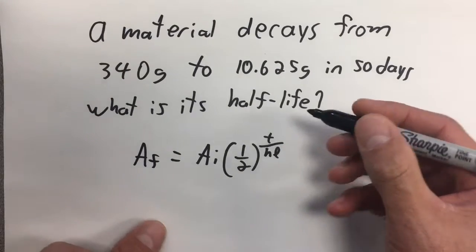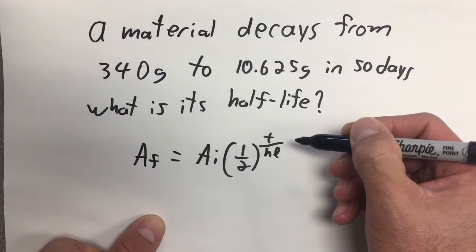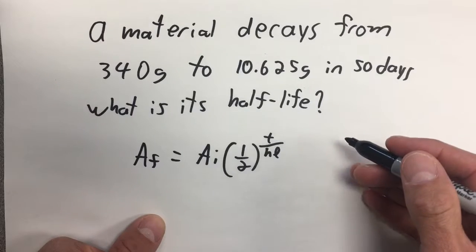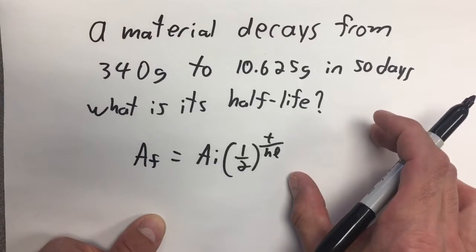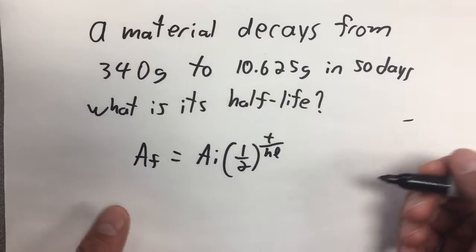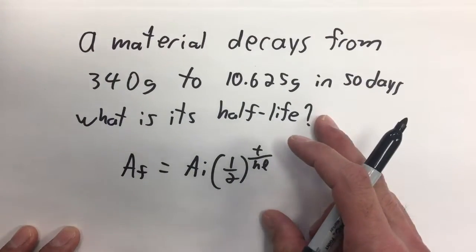So for example, if you had a half-life of 4 days and this was decaying for 20 days, you've been cut in half 5 times because there are 5 4-day periods in a 20-day stretch. That would turn the exponent into 5. That's how this works. Okay, now let's put in the numbers here from the problem.